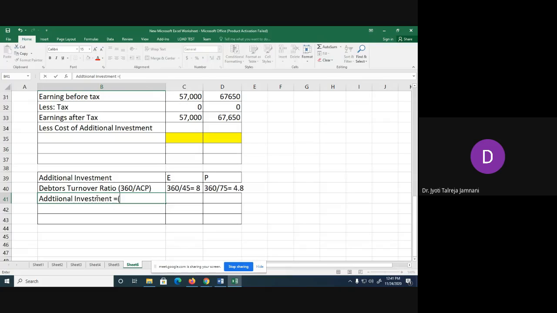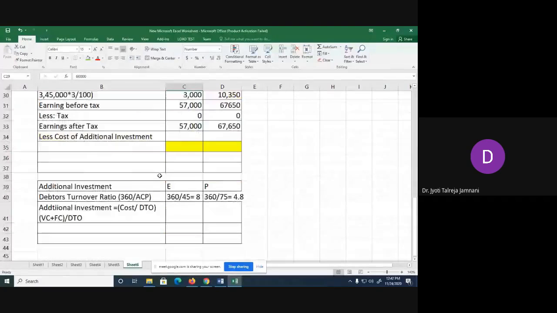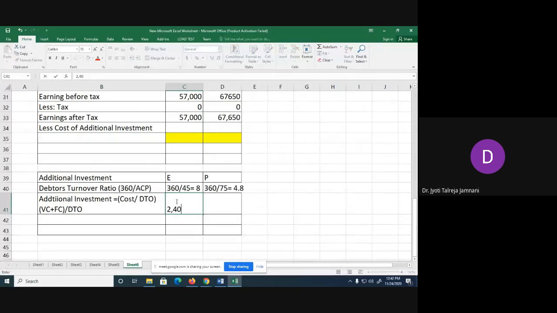I told you the formula is cost divided by debtors turnover ratio. Or you can also say variable cost plus fixed cost divided by debtors turnover ratio. So how are we getting the cost? It's nothing but variable cost plus fixed cost. So we have the values here. If you see the variable cost, 1,80,000, and the fixed cost is 60,000. So 1,80,000 plus 60,000 is 2,40,000. 2,40,000 divided by debtors turnover ratio is 8 times in the existing plan. So 2,40,000 divided by 8, you will get the answer as 30,000.